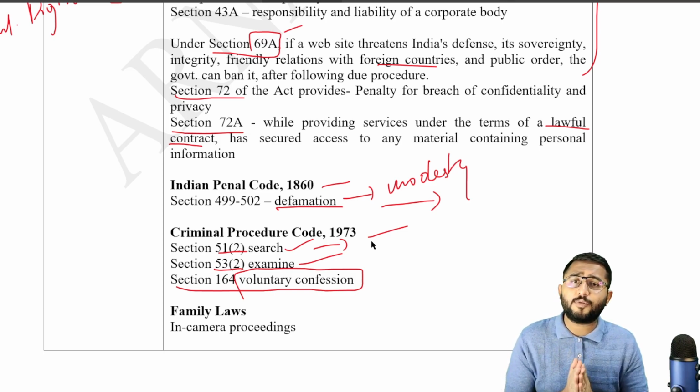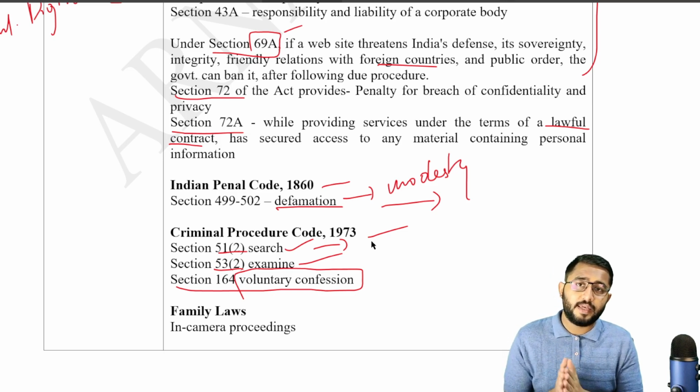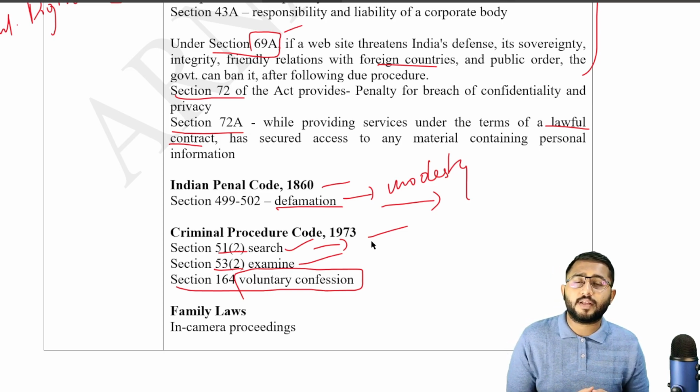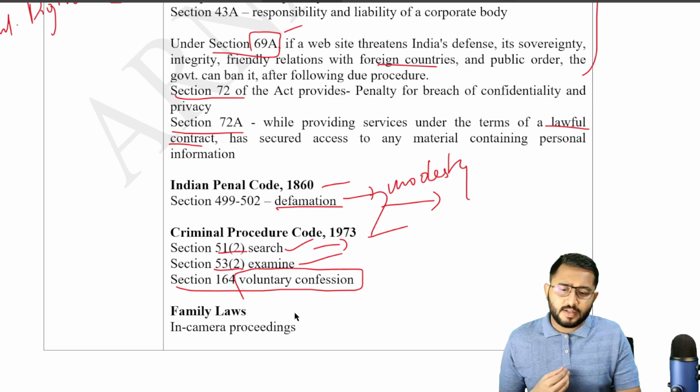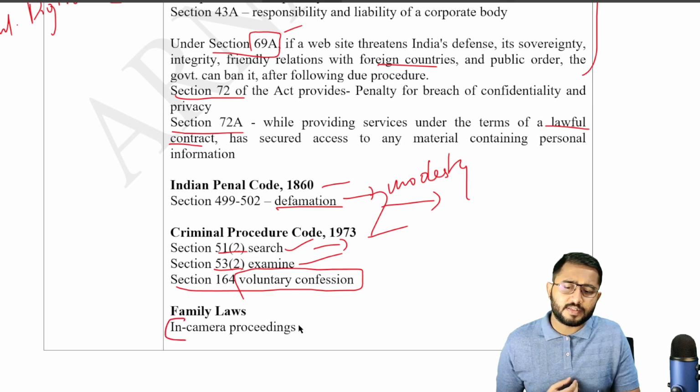And then we finally come to family laws. Now, in family laws, most of the family laws, be it the Hindu Marriage Act or the Indian Divorce Act, give a provision of in-camera proceedings. थोड़ा सा साइड में लेके एक बार इन कैमरा प्रोसीडिंग्स के बारे में बात कर लेते हैं.